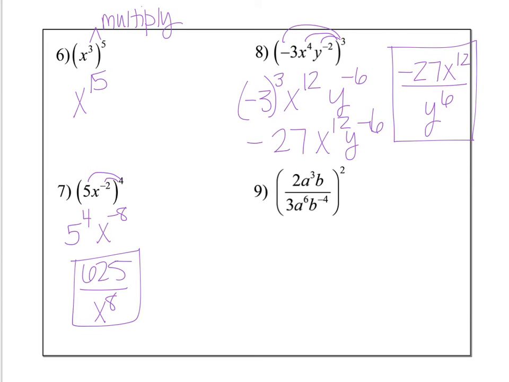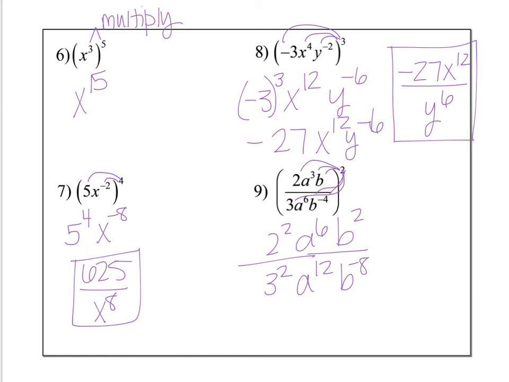Then we got 2 more to go. This one we have to distribute that squared to everything. So it's got to be 2 squared, and it's got to be 3 squared. And then a is going to be the 6th power, b is going to be squared. The a on the bottom is to the 12th power, and the b on the bottom is to the negative 8.